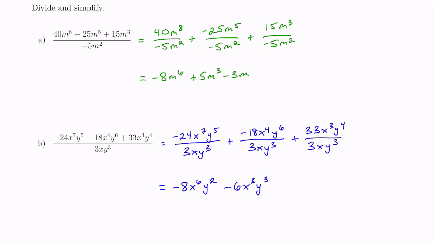And the final term, 33x to the 3rd y to the 4th divided by 3xy to the 3rd. 33 divided by 3 is 11. X to the 3rd divided by x is x to the 2nd. Y to the 4th divided by y to the 3rd is y, leaving us with plus 11x squared y.